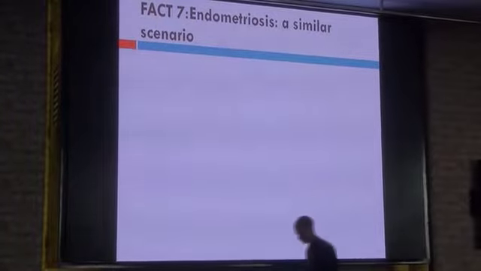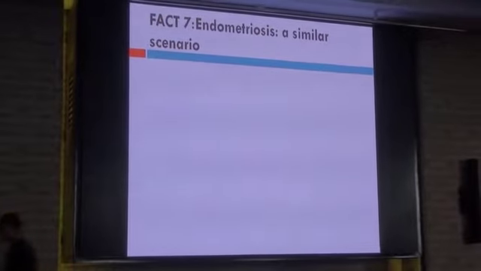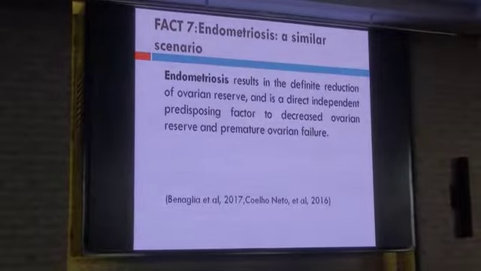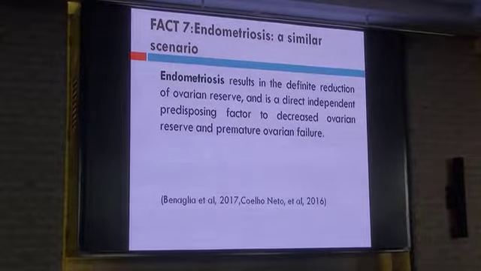Then the last fact is to correlate endometriosis. It is a similar scenario. Now it is proven and known that endometriosis results in a definite reduction of the ovarian reserve and is a direct independent predisposing factor to decreased ovarian reserve and premature ovarian failure. These are recent notes from 2016 and 2017.